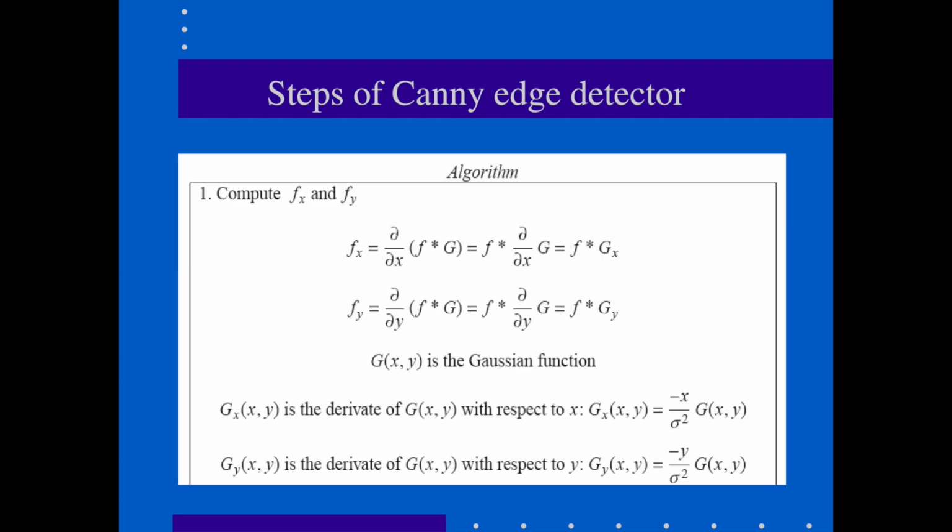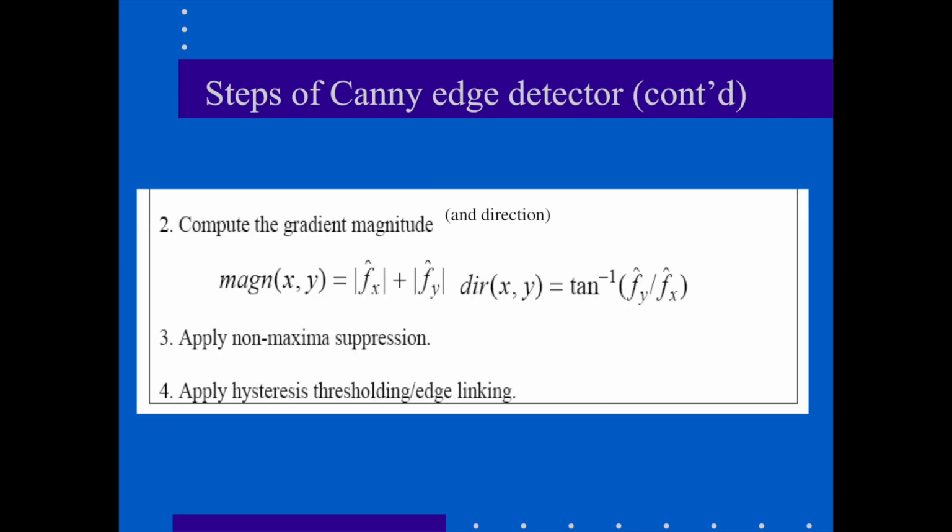First one is compute fx and fy, where the steps are given below. Gx of x,y is the derivative of g of x,y with respect to x, and gy of x,y is the derivative of g of x,y with respect to y. Second step is compute the gradient magnitude. Then third step, apply non-maxima suppression, and fourth one, apply hysteresis thresholding or edge linking.